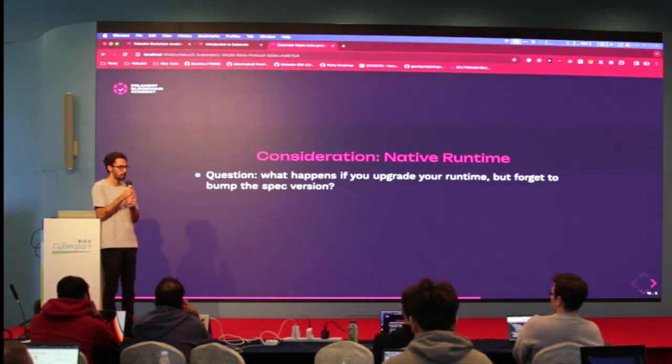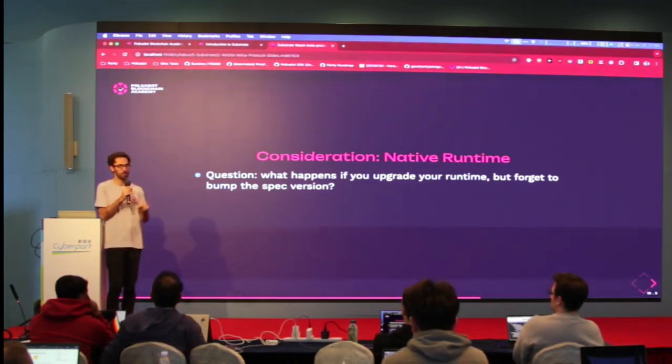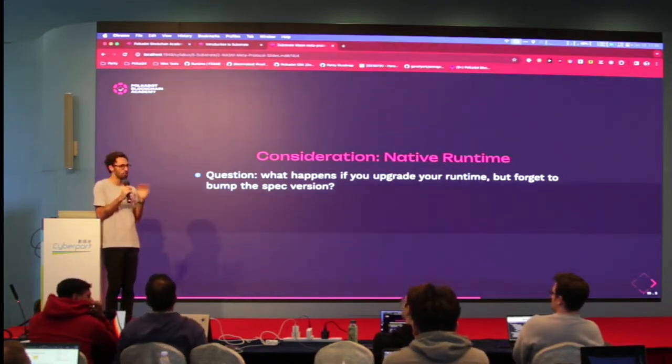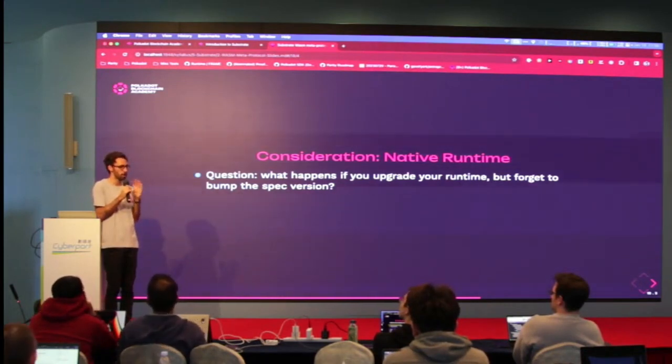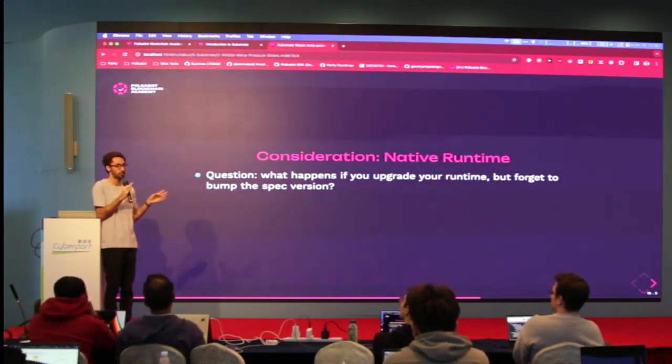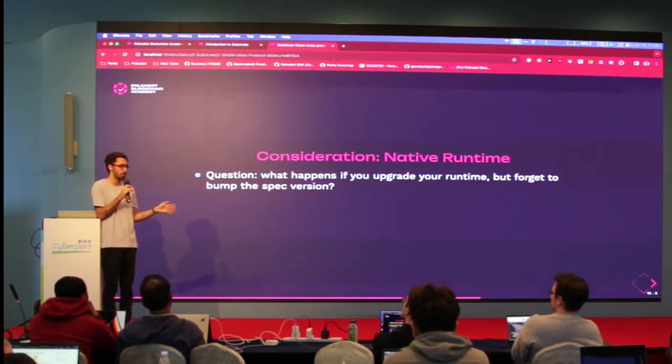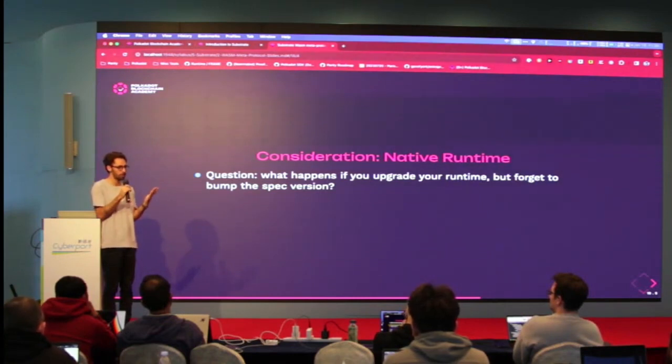Yes. So let's say you have a runtime. You change something in it, and it's a breaking change. So it's now a different runtime. It's a different specification. If you forget to bump that spec version number, something will go horribly wrong.